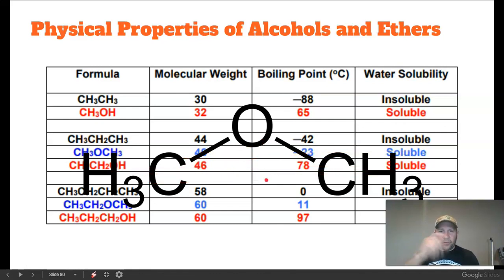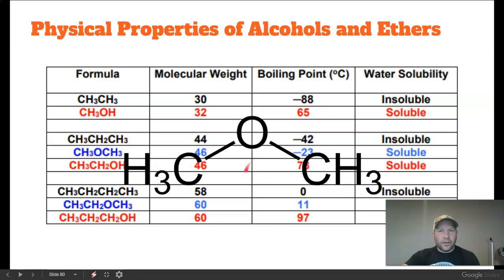So if I had another one of these ether things getting together, it would be a dipole connected to a dipole. That'd be a dipole-dipole. So your alcohols have hydrogen bonding, which is stronger than this dipole-dipole. But this dipole-dipole is still stronger than your London dispersion forces, which is found in your alkanes and your alkenes and your alkynes. All right?